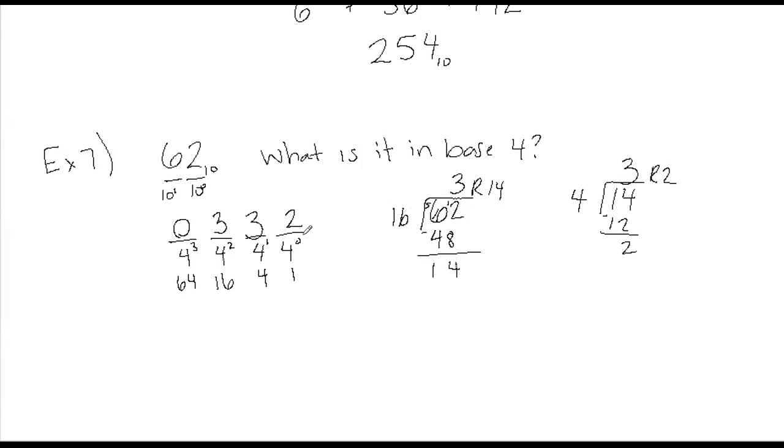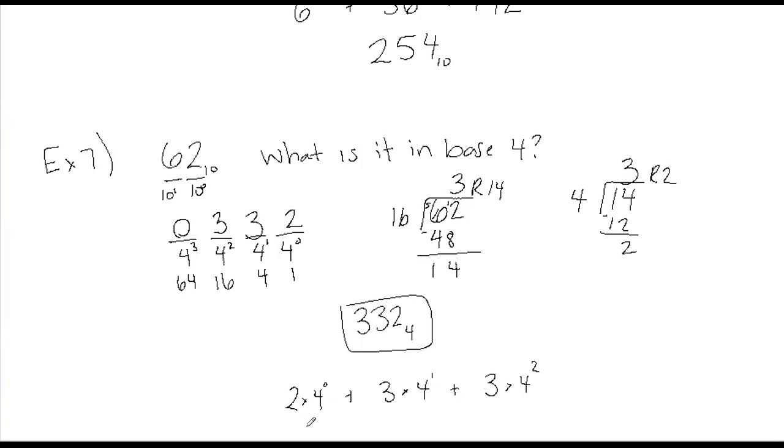Okay, so it's kind of the reverse of what we just did. Our answer is 332 in base 4. If we wanted to go backwards and check, we would take this just like we'd been doing. So this is our 4 to the 0 spot. We'd have 2 times 4 to the 0 plus 3 times 4 to the first power plus 3 times 4 squared, and we would double check that.